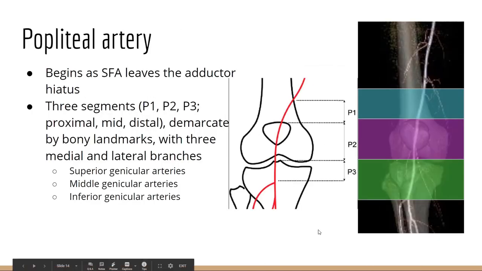The popliteal artery will have 3 segments to it, demarcated by bony landmarks: proximal, mid, and distal. The 3 bony landmarks would be the medial cortex of the femoral metadiaphysis to the top of the patella would be P1. From the top of the patella to the top of the tibial spine, that would be P2, and then from the tibial spine to the AT takeoff, which can be actually quite variable, as P3. So these typically hold true, and it's a nice way to describe the proximal, mid, or distal popliteal artery.